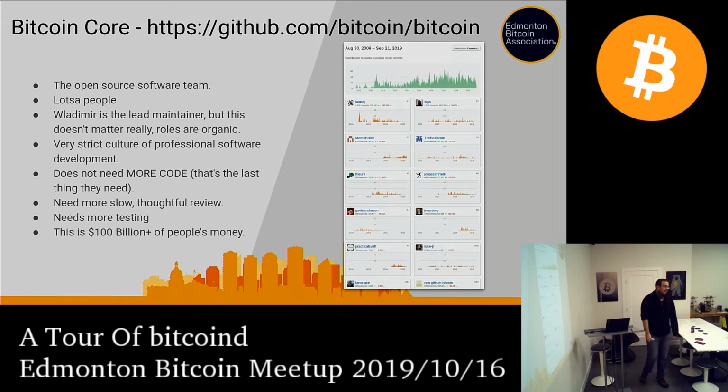And roles are organic. There's not somebody nominated to a certain job title other than really Vladimir. Roles are just organic, people do what they're good at. People just self-organize to develop the software. This is a very strict culture of really good software development. This is world-class software development.